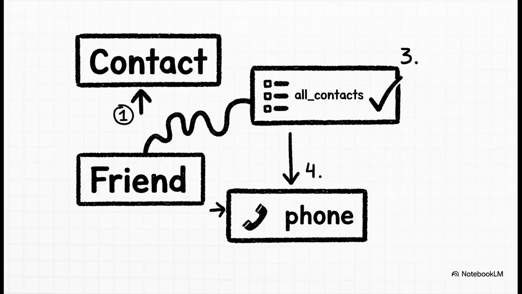So how do we fix this? The answer is one of the most important tools in inheritance, the super function. Think of super as a direct line to the parent class. In this corrected code, when we call super().__init__, we're basically saying, hey, Contact class, do your init thing first. So it sets the name, sets the email, adds to the list, and then, once all that is done, we come back to our Friend class and add the new phone attribute. It's perfect. No repeated code, and more importantly, no bugs.